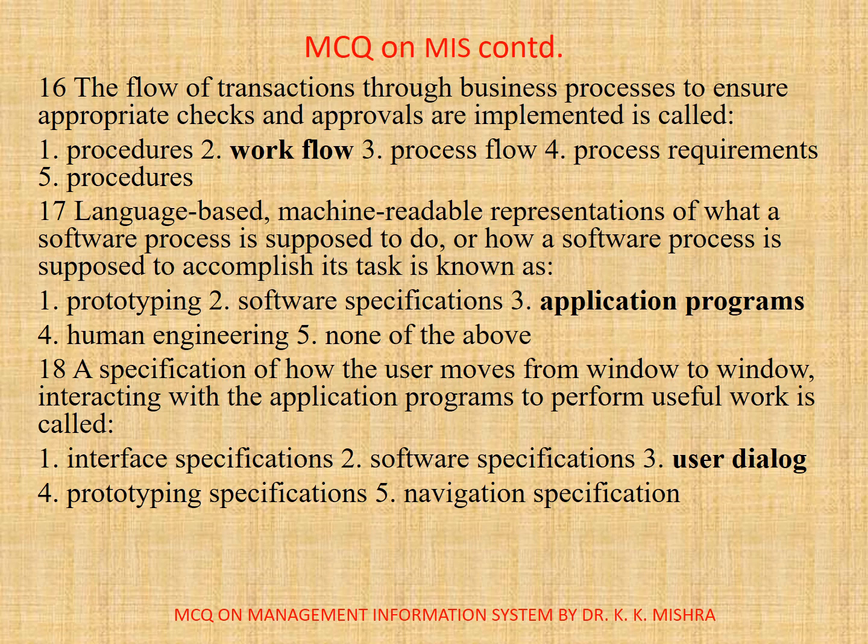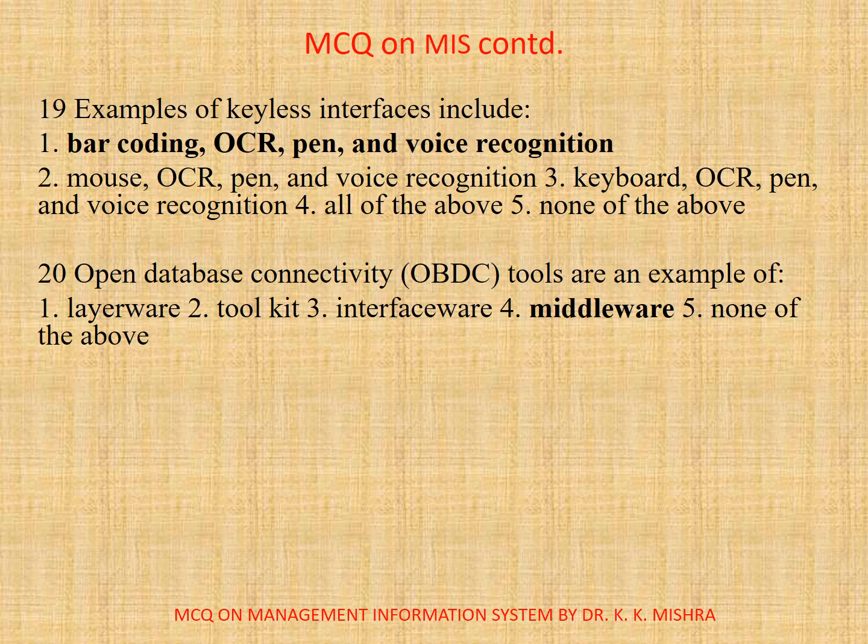19. Examples of keyless interfaces include 1. Barcoding, OCR, pen and voice recognition, 2. Mouse, OCR, pen and voice recognition, 3. Keyboard, OCR, pen and voice recognition, 4. All of the above, 5. None of the above. Correct option is 1. Barcoding, OCR, pen and voice recognition.